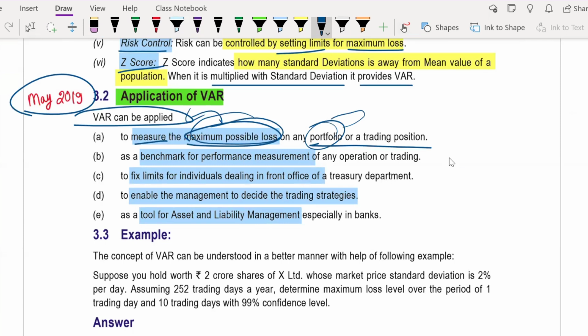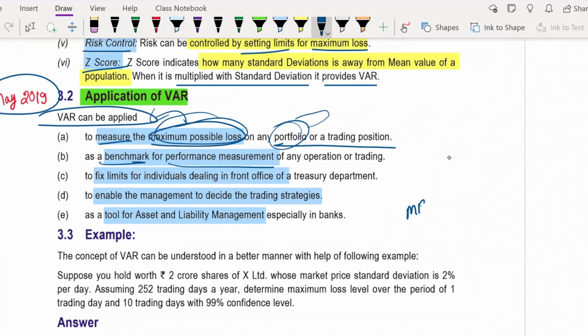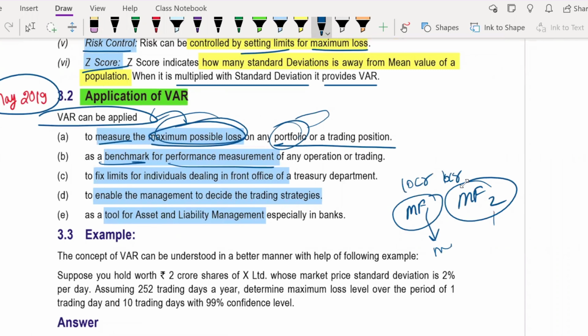The next application is that you can keep it as a benchmark for performance measurement. That means if you have 2 mutual funds, mutual fund 1 and mutual fund 2, and you are going to put 10 crores in each, then using this VAR concept, you can find out your maximum loss in both the mutual funds, and see what best suits you and how much risk you can take. So it can be used as a benchmark for performance measurement between the 2 mutual funds also.